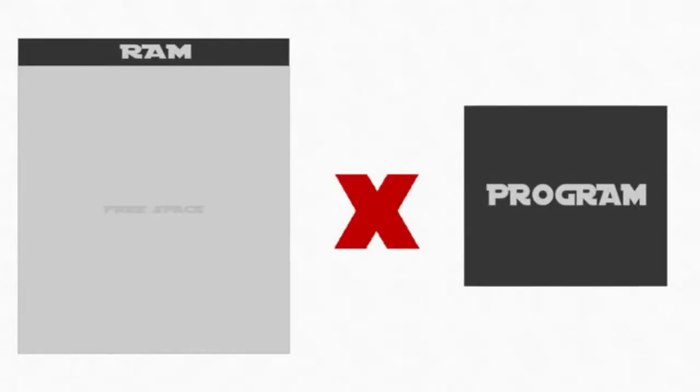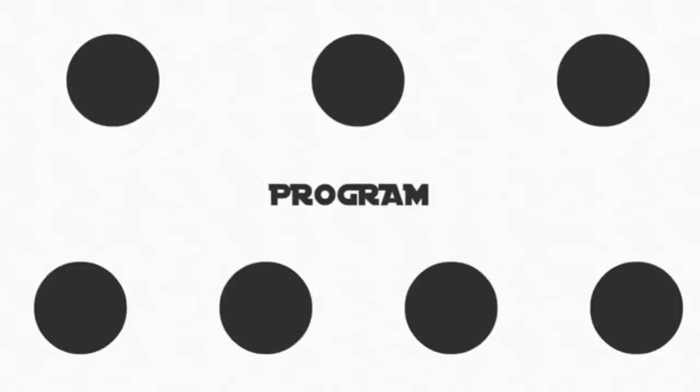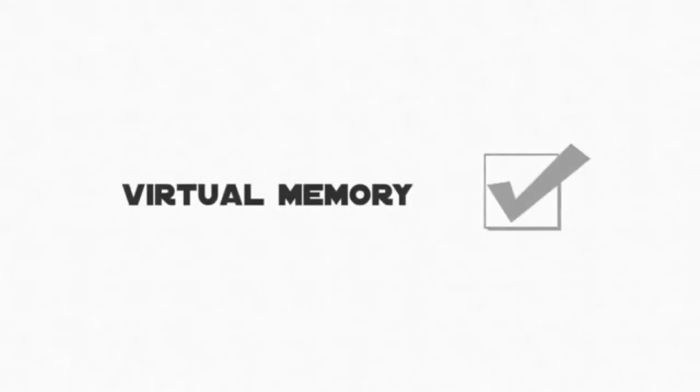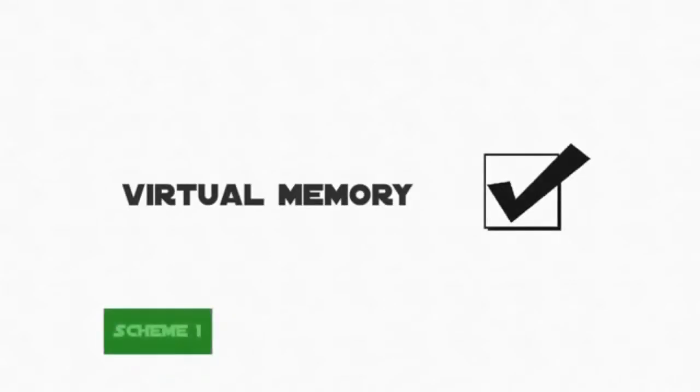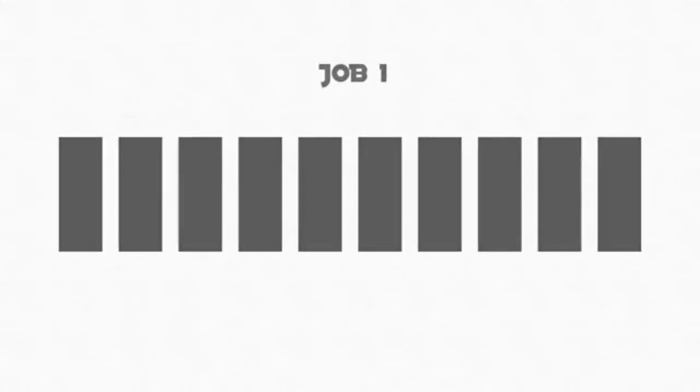We need a way to avoid having to keep the whole program in memory to run, and the restriction of storing the programs contiguously. What if we could divide the jobs into separate, smaller chunks? We can. Virtual memory is the solution, and we shall look at the evolution of 4 memory allocation schemes. Let us start with paged memory allocation, allowing us to divide the job into equal-sized parts.